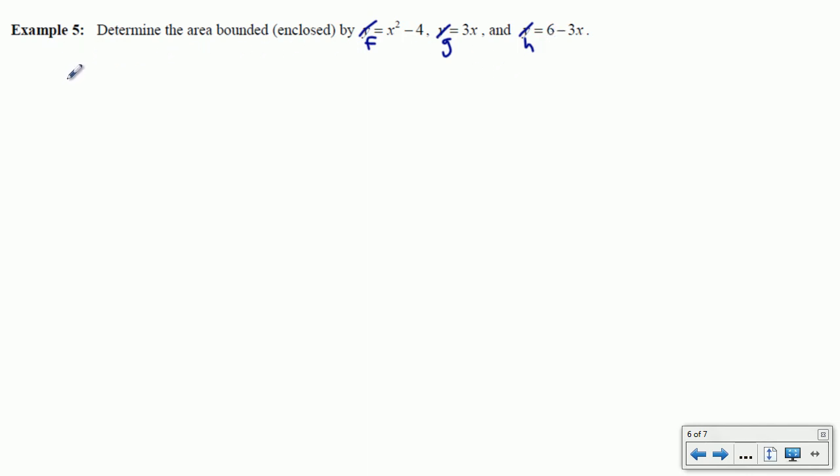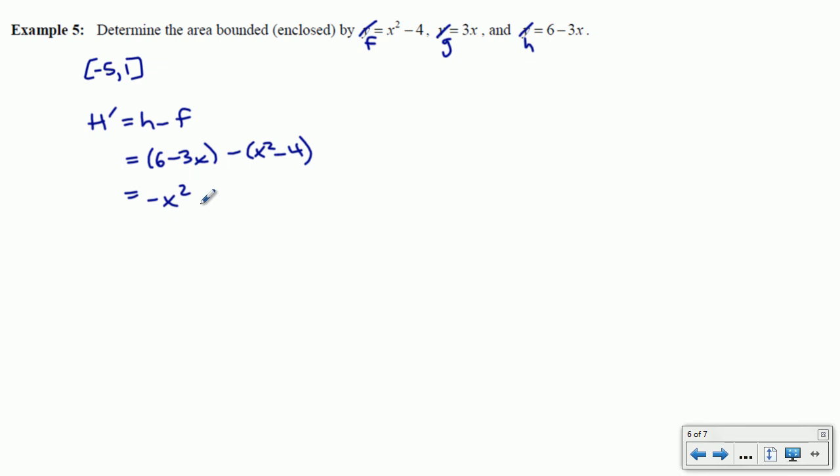So now that we have a better picture of what's going on, let's figure out the blue area first. On the interval from -5 to 1, 6 - 3x is on top, and x² - 4 is on bottom. So we can define some function big H as h minus f. That's equal to 6 - 3x - (x² - 4), which simplifies to -x² - 3x + 10.